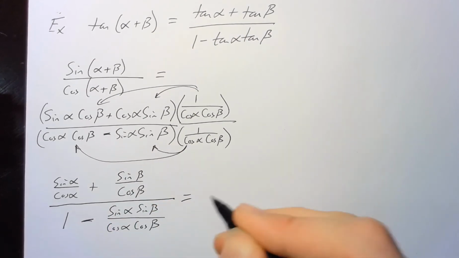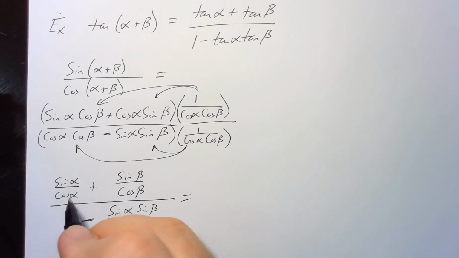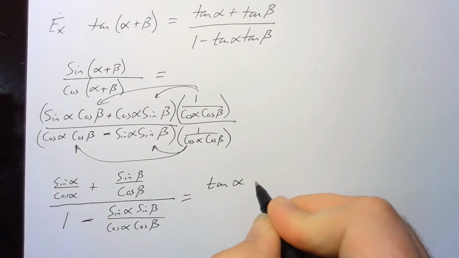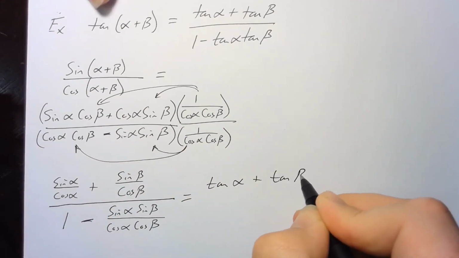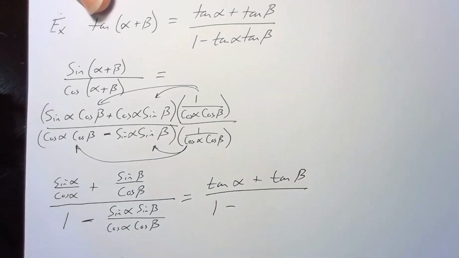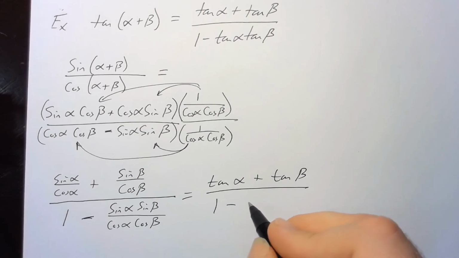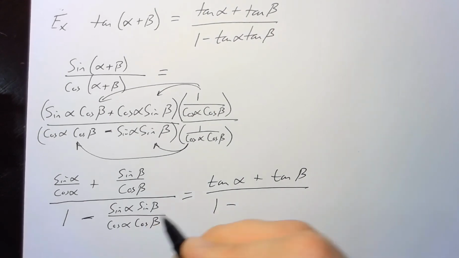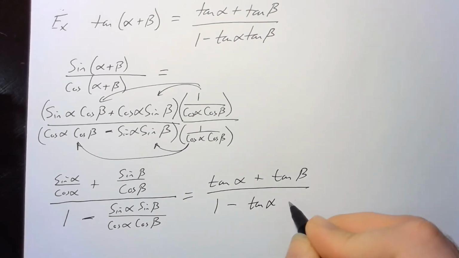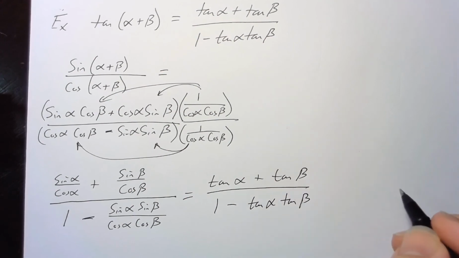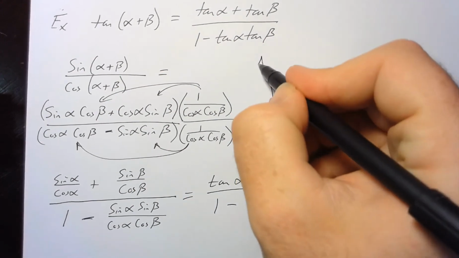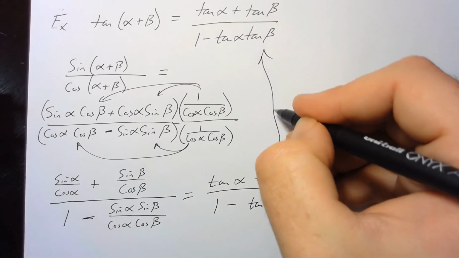One last step. This should end up being, again, sine of alpha over the cosine of alpha is the tangent of alpha, plus the tangent of beta, divided by 1 minus, this is very similar to a previous set of details that we did, such that this is going to be sine alpha over cosine of alpha is tangent of alpha, and then tangent of beta. And sure enough, this is the same thing as that side up there.